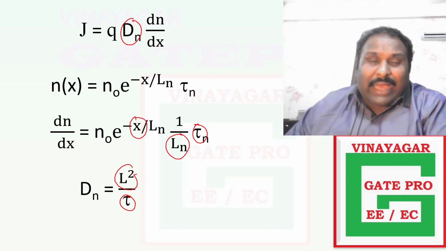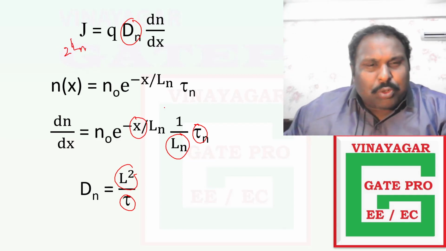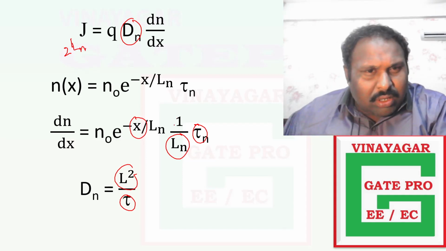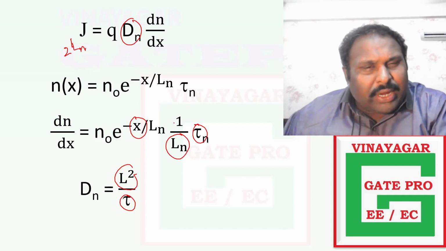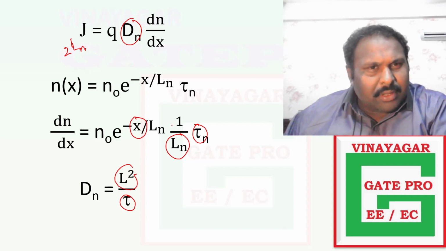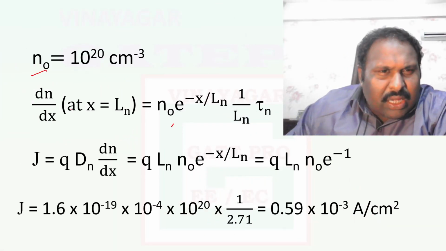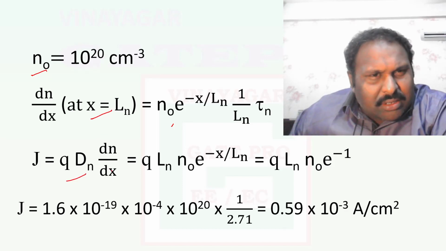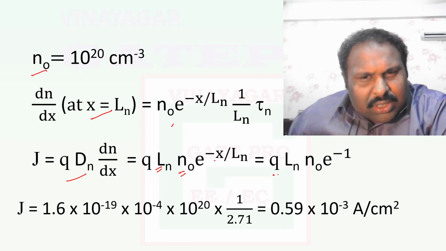But don't substitute x equal to 2Ln. No doubt the current is being asked at 2Ln, but still the recombination is only occurring up to Ln. So given this n naught, given this x equal to Ln, if you substitute into q into D into dn by dx, Ln will be left out. N naught, x I'm putting equal to Ln. So this is what will be left out.